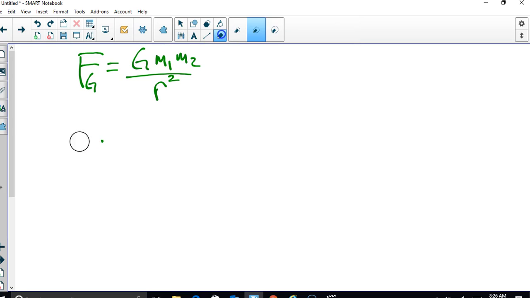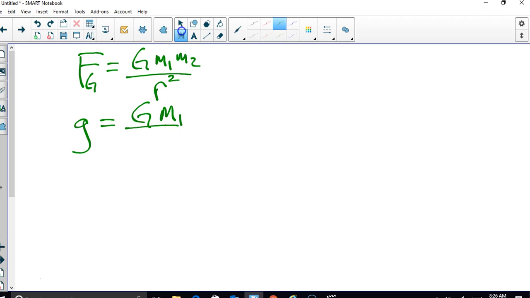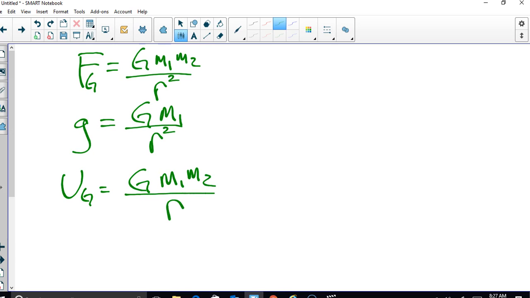Sorry, I'm all in electricity mode. I guess we'll call that lowercase g, the gravitational field, which is going to be big G, mass 1, divided by the distance between the center of that mass and any location you want to pick, wherever you want to look at the field strength. And we said gravitational potential energy is going to be big G, mass 1, mass 2, but only R, not R squared. And this thing called gravitational potential is big G, mass, R. Right, so it's the most stripped down form that we have.